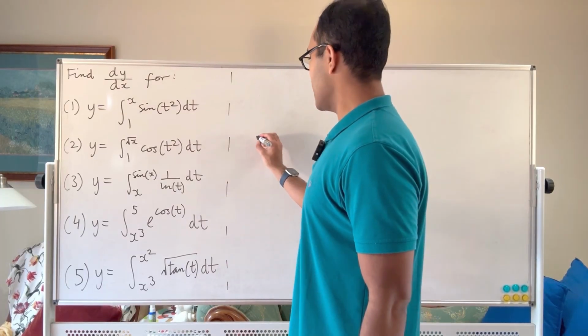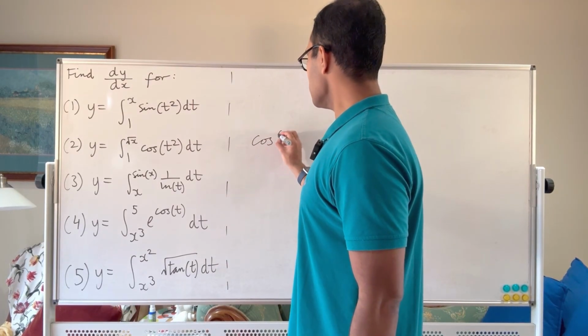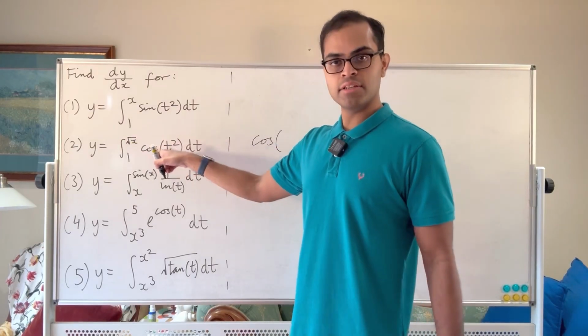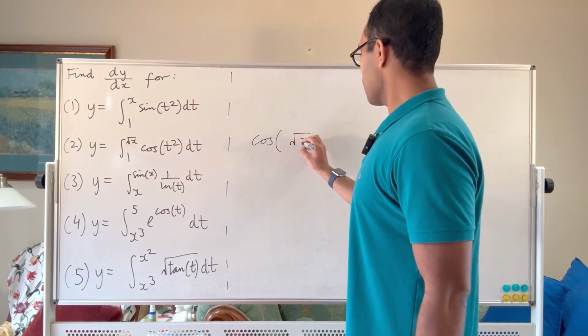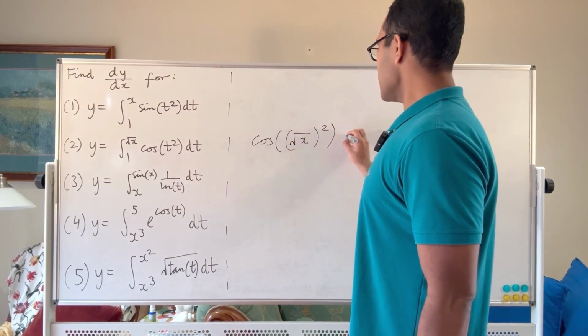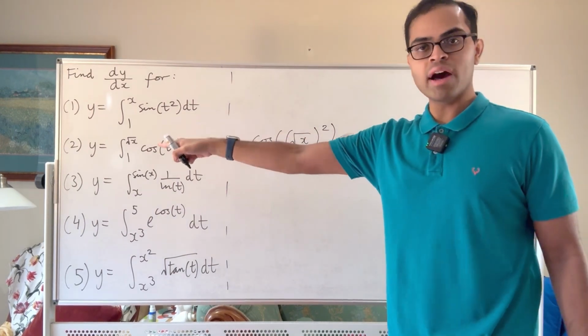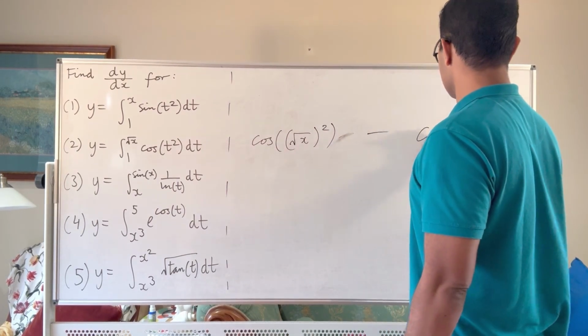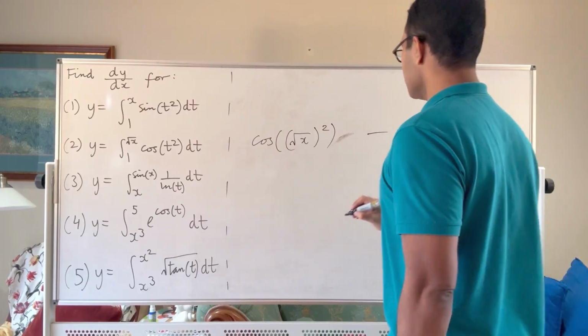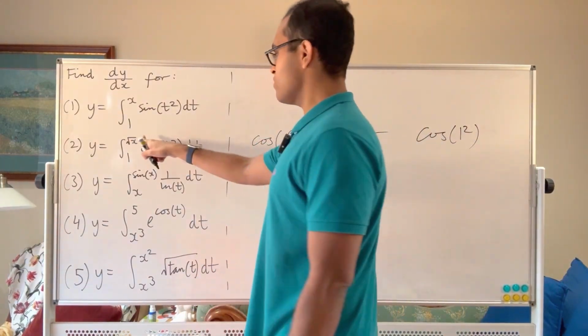So here we should just get, when you take the derivative, we should get cosine of, plug in the upper limit into the integrand, so we're going to get root of x squared, and then we're going to subtract cosine of 1 squared, so we're going to plug in the lower limit into the integrand, and in each case we have to multiply with the derivative of what the limit was.